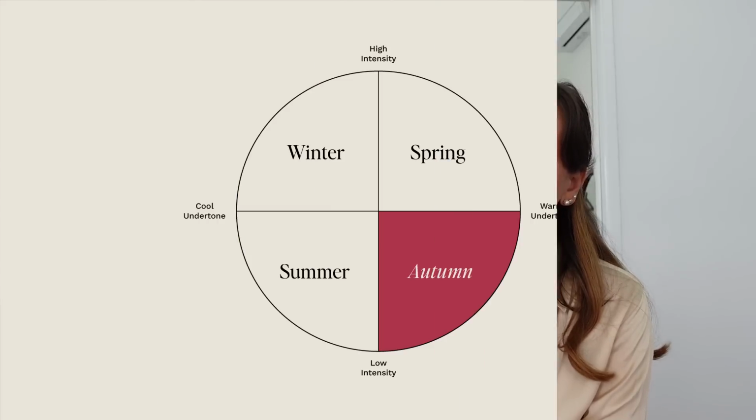Every season, in fact, has 3 main characteristics: undertone, cool or warm; intensity, bright or soft; and value, light or deep. Identifying which of these characteristics is dominant in your complexion helps us to define which is your subgroup inside your season. Let's take autumn, for example.